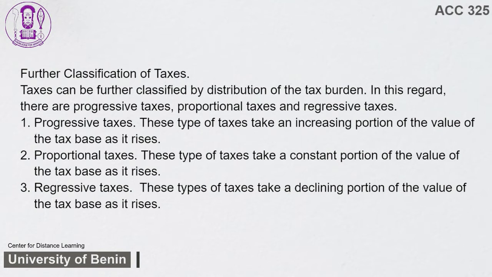Further classification of taxes. Taxes can be further classified by the distribution of the tax burden. In this regard, there are progressive taxes, proportional taxes, and regressive taxes. 1. Progressive taxes. These types of taxes take an increasing portion of the value of the tax base as it rises. 2. Proportional taxes. These types of taxes take a constant portion of the value of the tax base as it rises. 3. Regressive taxes. These types of taxes take a declining portion of the value of the tax base as it rises.